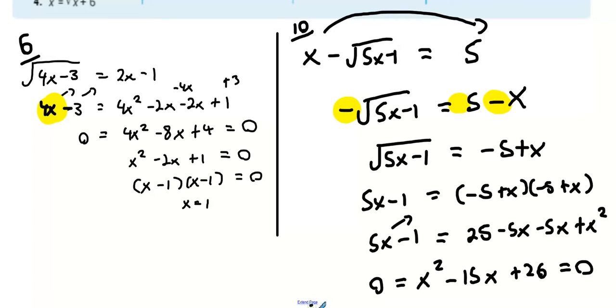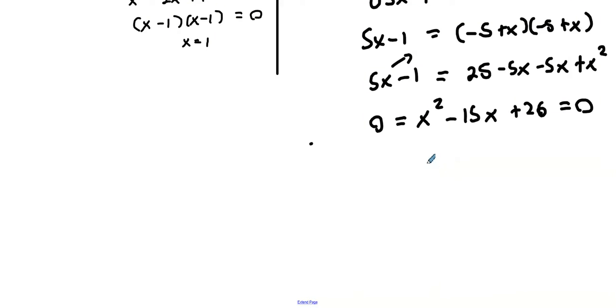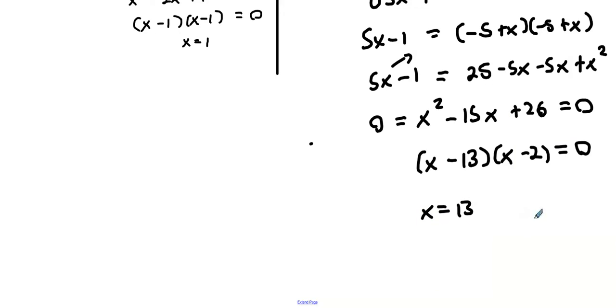Okay, you solve it. Two minuses, but it will be two pluses in a second. So that's what happens when you factorize it. Two numbers that multiply to give you 26, but add to give you minus 15. And then x equals 13 and x equals 2. You all right with that, guys?